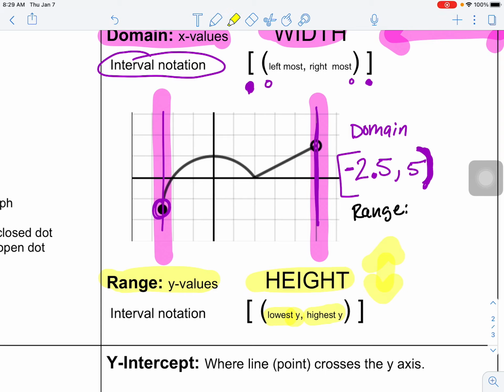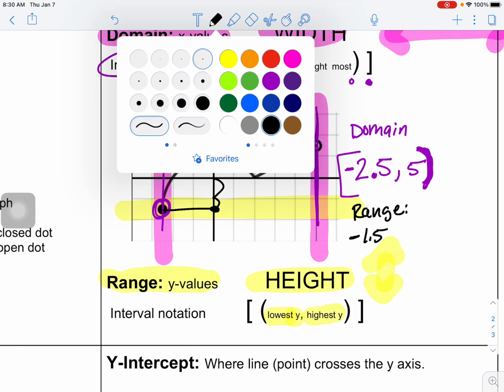So let's measure some height. Find the very lowest point in my graph. So this point is the bottom, the lowest. I'm drawing up this line here to help me find the y value that it matches with, right? And that's the point -1.5. So -1.5 is the lowest value on my graph.